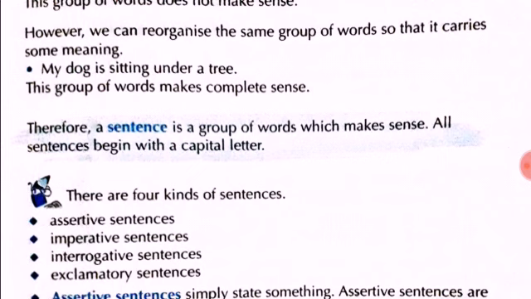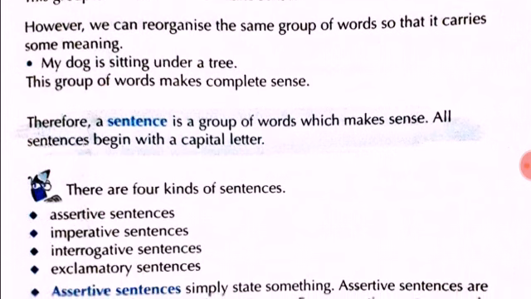For example, my dog is sitting under a tree. Here the sentence is: my dog is sitting under a tree. As you can see, this sentence begins with a capital letter and ends with a full stop. This is a complete sentence because it gives a complete sense.